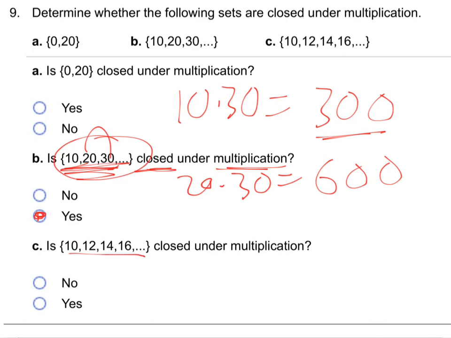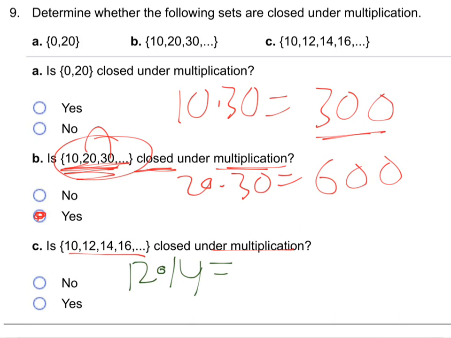There's no way to get out. How about the next group? Is this group closed under multiplication? What is it first? Is it all the even numbers bigger than 10? Is that what they're saying? Yeah, it looks like all the even numbers bigger than 10. So is that going to be closed under multiplication? What do you think? If you take an even number times an even number, do you get an even number or an odd number? You sure? How do you know? Can't you get an odd? No, you're right. It's got to be even, doesn't it?